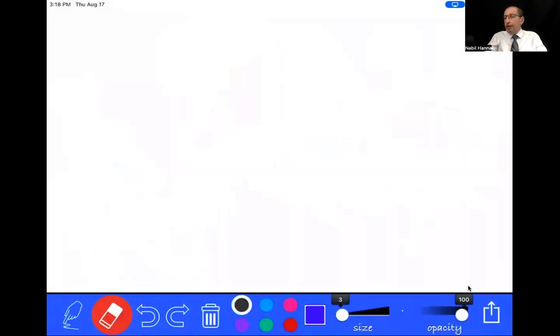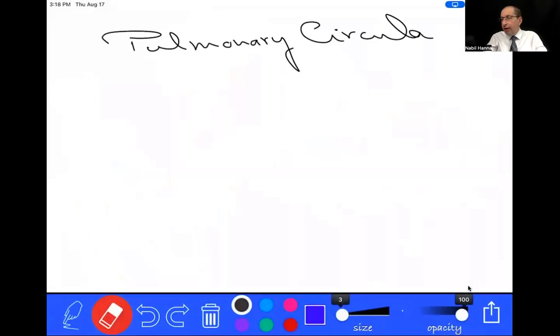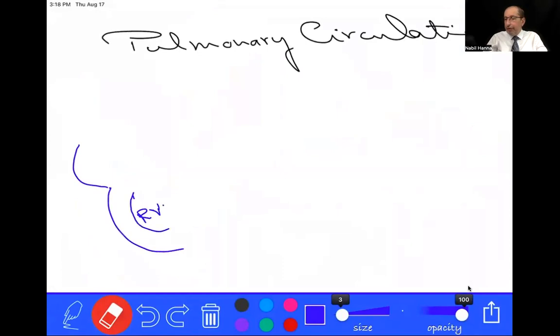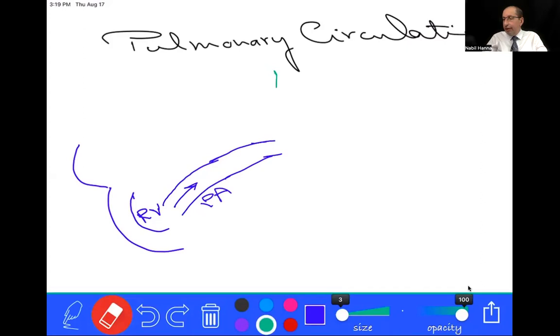So first, let me talk about the pulmonary circulation. Pulmonary circulation is the circulation between the right ventricle, which ejects blood through the pulmonary artery. And this blood will reach the alveoli in the lungs.